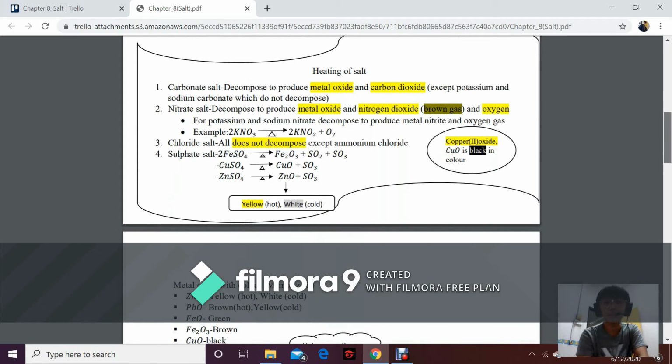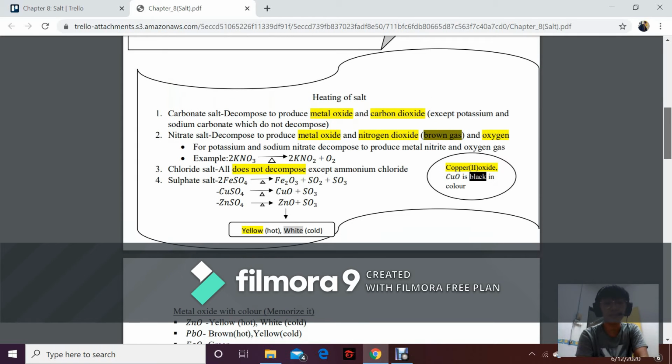Now we move on to heating of salts. Heating of salt can be classified into four categories. Heating of carbonate salt: all the carbonate salts will decompose to produce metal oxide and carbon dioxide. I will teach you one tip to recognize the heating of salt. If the salt you heat produces carbon dioxide, that is definitely a carbonate salt.